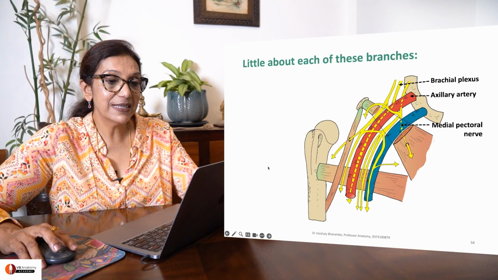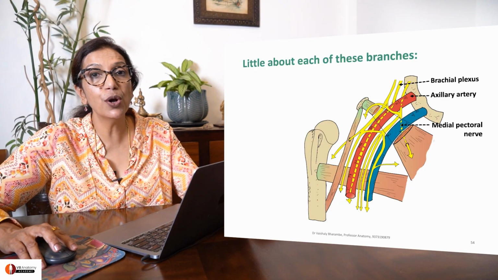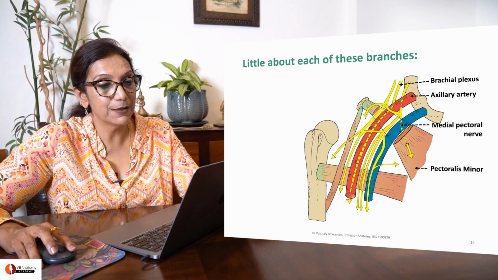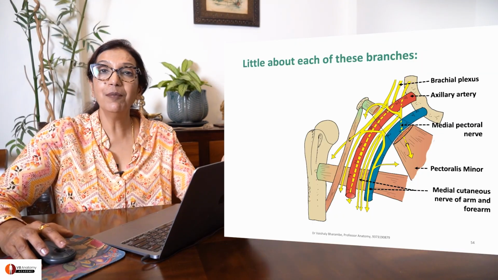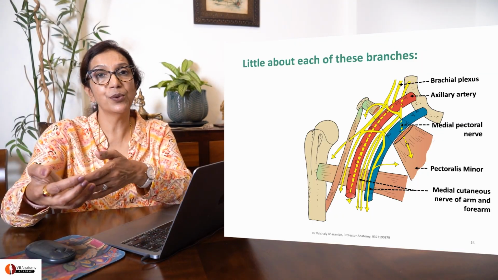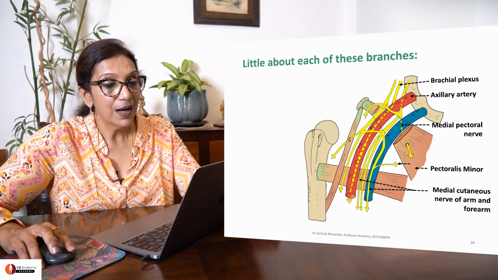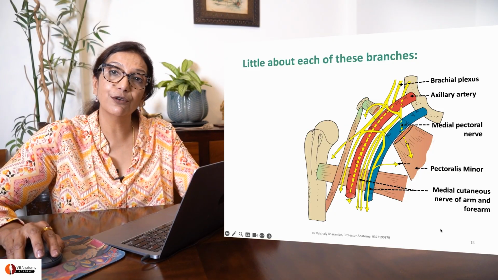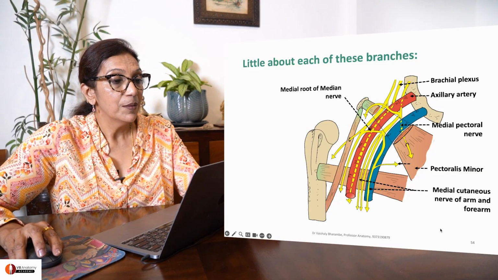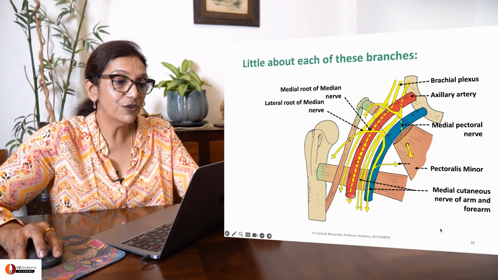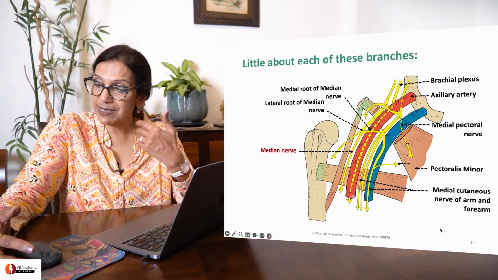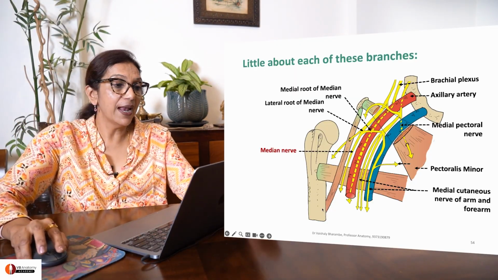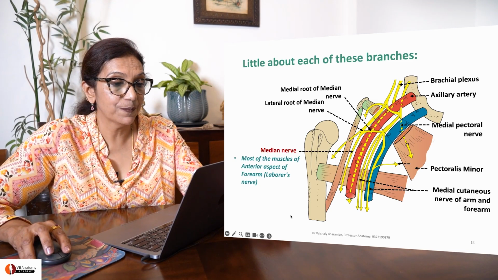This is the brachial plexus. This is the medial pectoral nerve which goes on to pierce the pectoralis minor and supply the pectoralis minor and major muscle. Medial cutaneous nerve of arm and forearm supply the arm and the forearm skin. The intercostobrachial nerve unites and joins the medial cutaneous nerve of arm. Medial root of median unites with lateral root of median to form the median nerve, which descends into your upper limb, goes on to supply muscles of your forearm and is called the laborer's nerve.